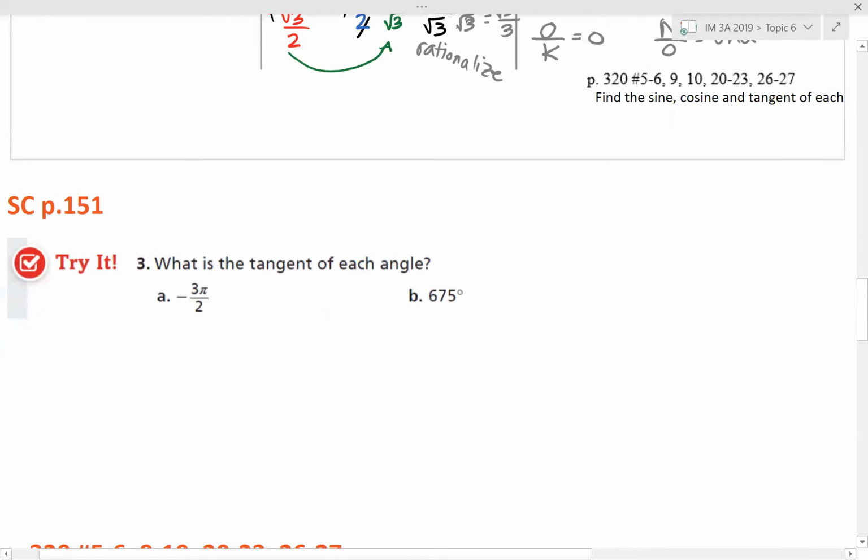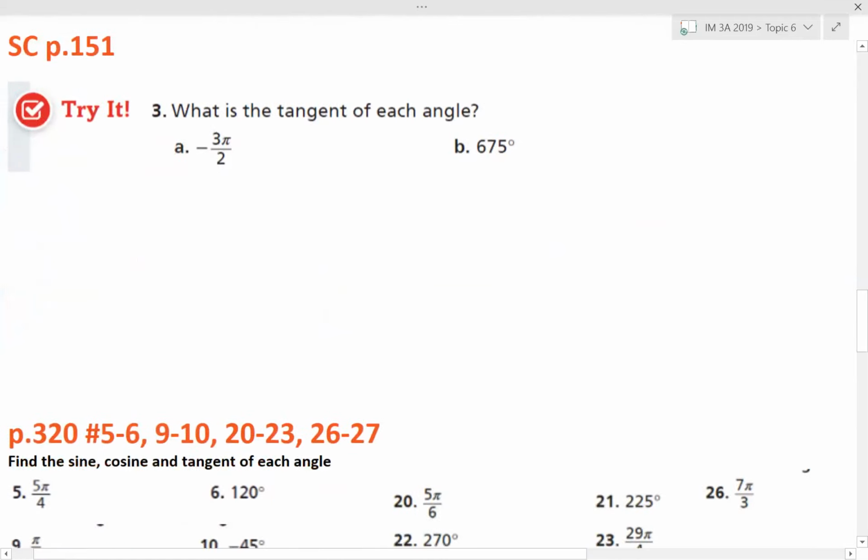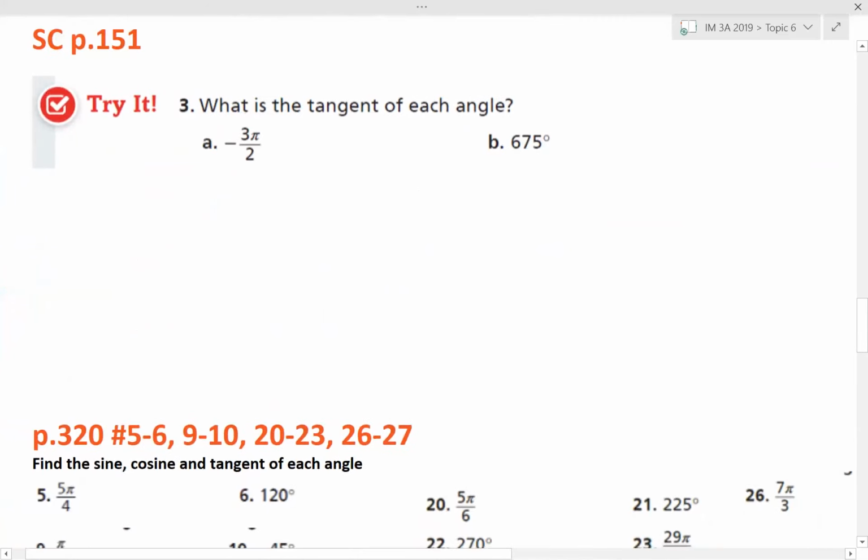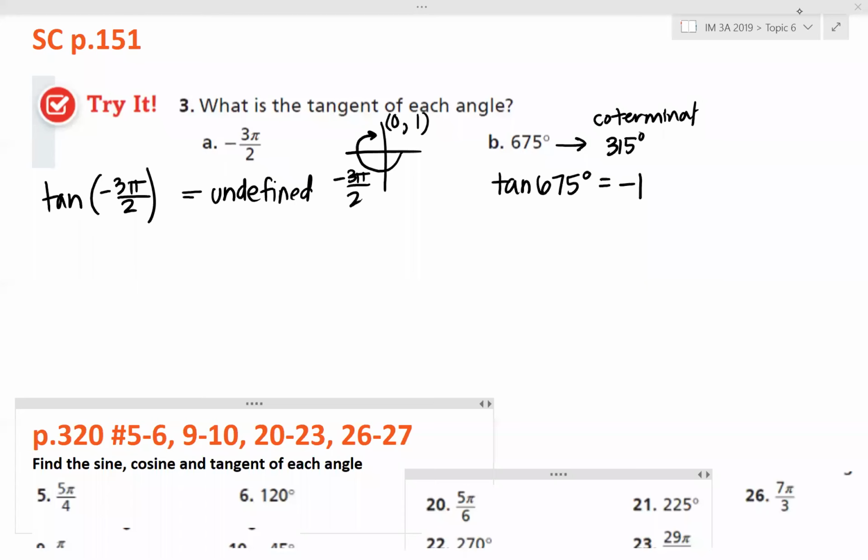So before we start on the homework, what I want you guys to do is to find the tangent of each angle on page 151 in your student companion. And again, if you can pause the video until everyone's kind of stopped, and I'll give you the answers at the end, but you can walk around and check based on what I've left in the notes.